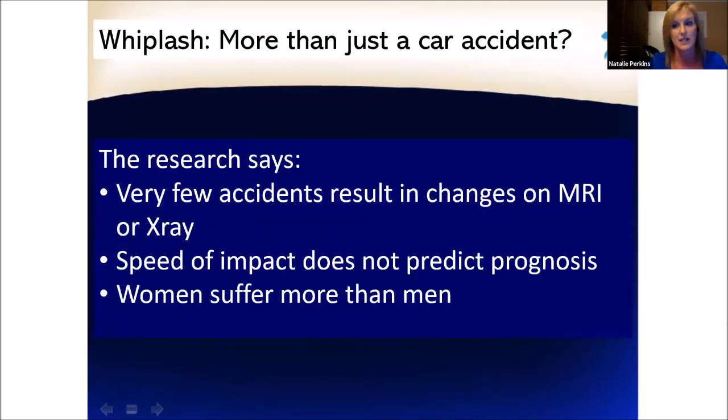Which leads us nicely to whiplash. Now, very quickly, some of the major research findings are that very few accidents result in significant changes on MRI or X-ray. According to the statistics, the speed of impact is not a great prognostic indicator for the severity or duration of a whiplash, and we do know that women tend to suffer more than men when it comes to whiplash.